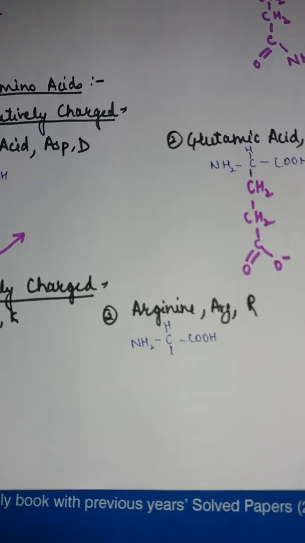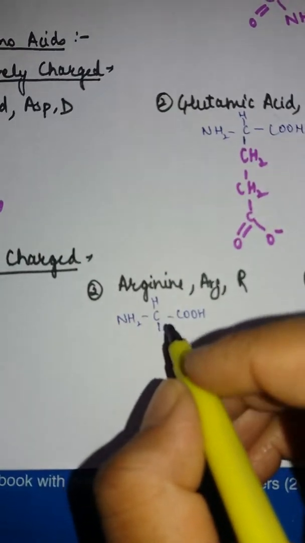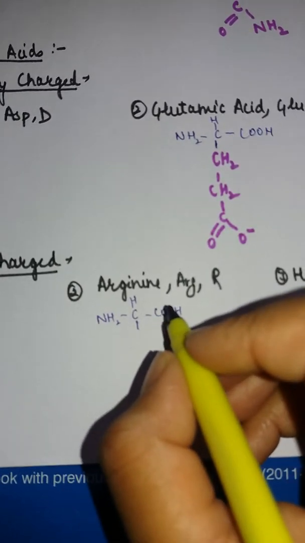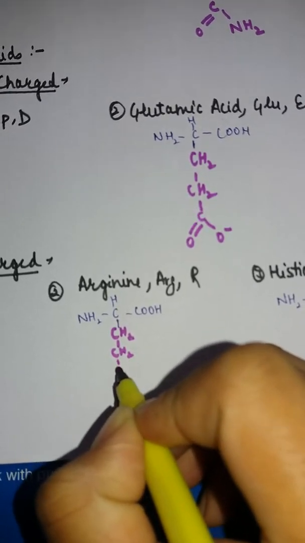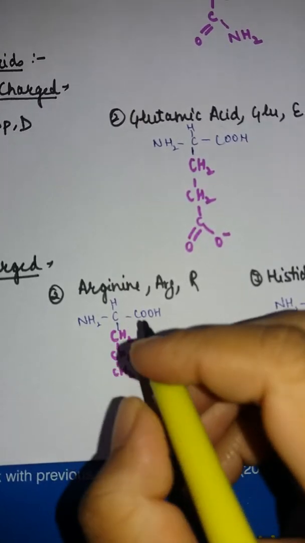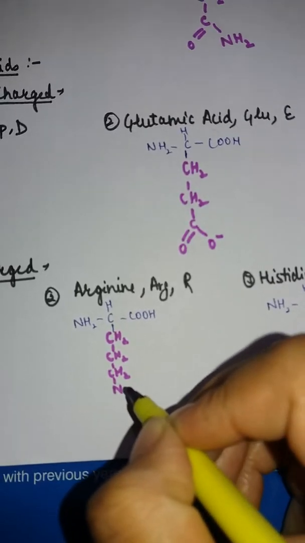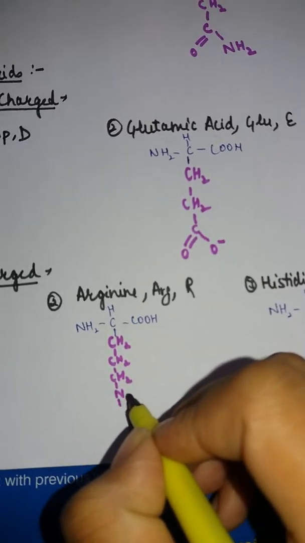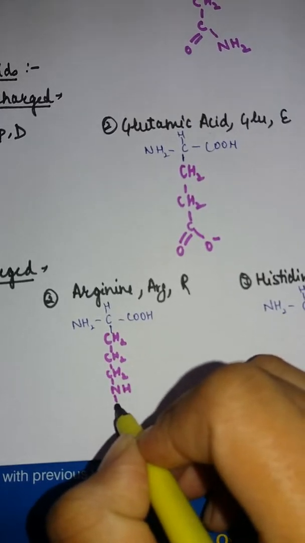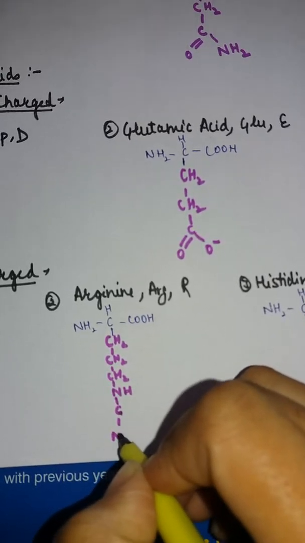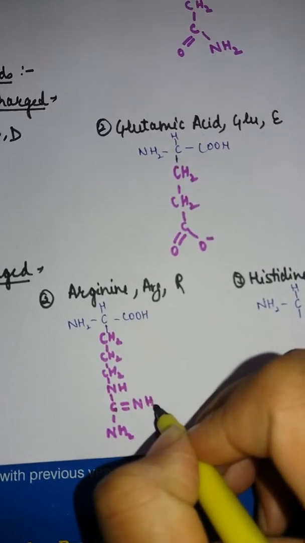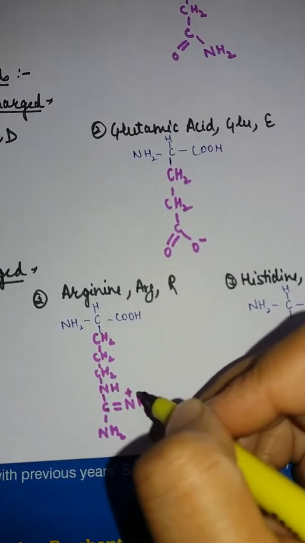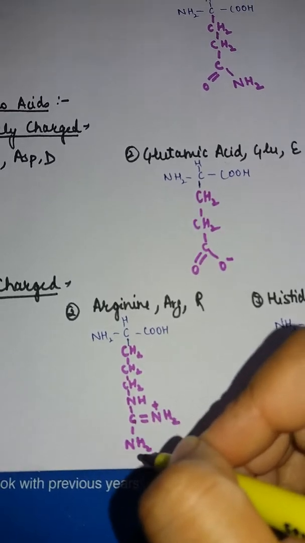Now let's talk about arginine. It contains 3 CH2 groups. Its structure is a bit complex. After the 3 CH2 groups, at the 4th position there is one nitrogen, then NH, then again there is a carbon which is further attached to an NH2 group, and with a double bond it is attached to NH2, which is positively charged. So the structure is complex.